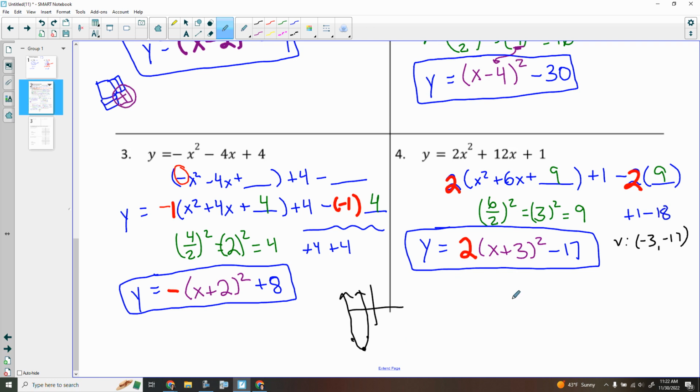The other reason why this is really nice is because I can also solve in vertex form. And so remember, solving is where's your x-intercepts at?